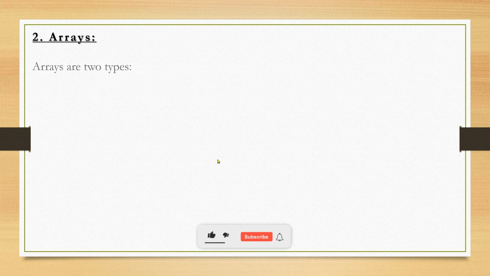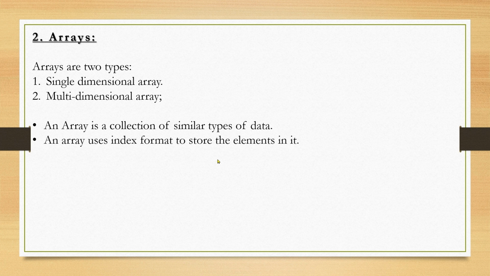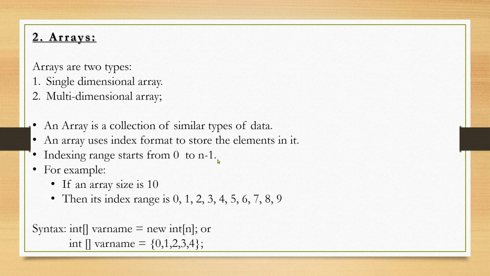Arrays. Arrays are of two types: single-dimensional array and multi-dimensional array. An array is a collection of similar types of data. An array uses index format to store the elements in it. Indexing range starts from 0 to n-1. For example, if an array size is 10, then its index range is 0, 1, 2, 3, 4, 5, 6, 7, 8, 9. Syntax is mentioned here.